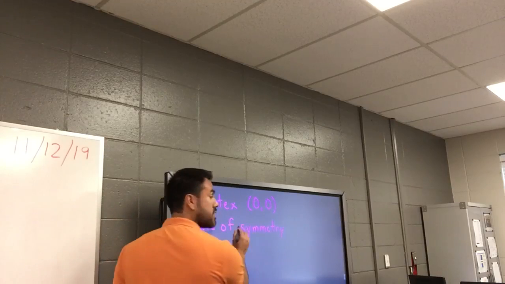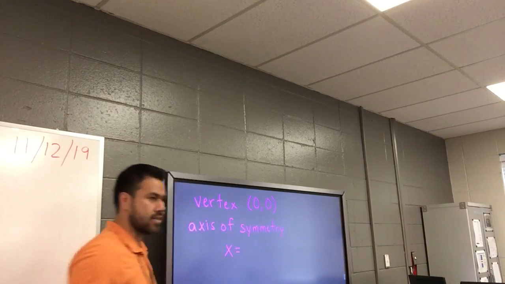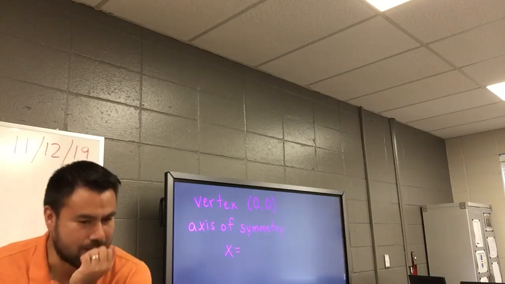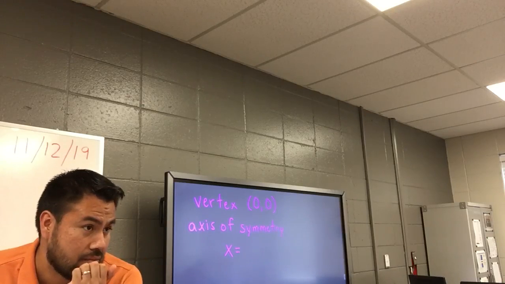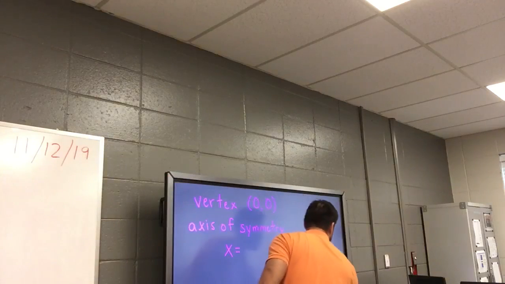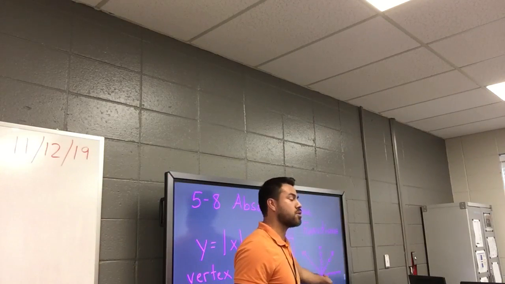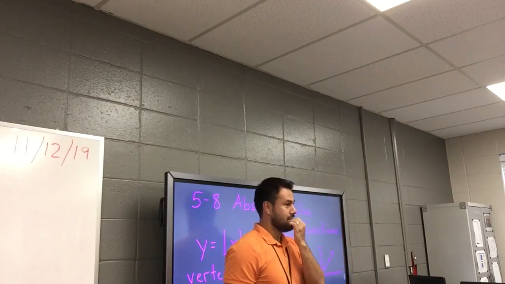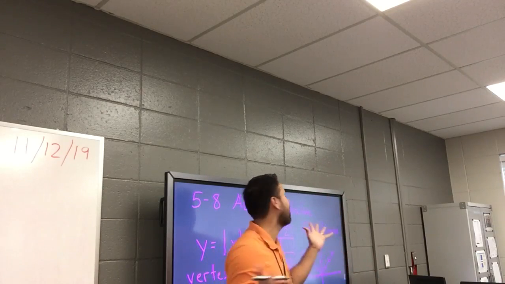Axis of symmetry is always going to look like this: X equals something. Let's see if you can do this. The axis of symmetry is a line. Looking at my graph, what line splits this absolute value graph in half symmetrically? X equals what? 0. That's it.